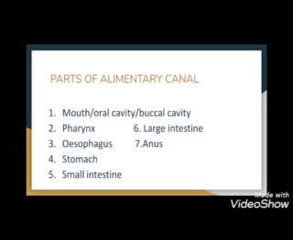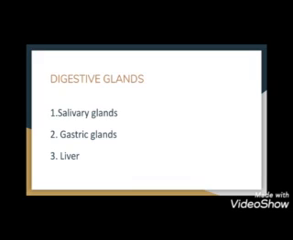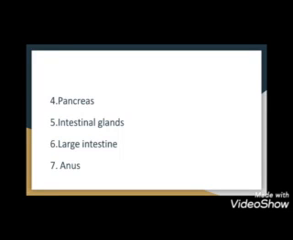Now, let us see what are the digestive glands that are present. The digestive glands are 5 in number. Number 1, salivary glands. Number 2, gastric glands. Number 3, liver. Number 4, the pancreas. Number 5, the intestinal glands. These are the 5 glands that help in completing the digestion.